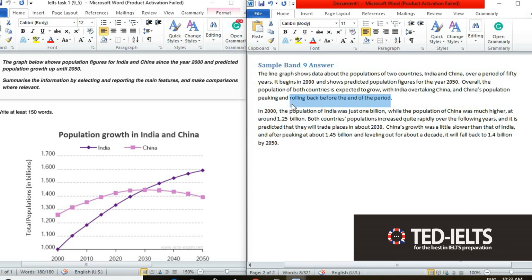Now that's kind of what I said up here. I'm sort of repeating myself, but I'm using different words. It's okay to do that as long as you don't repeat yourself often. I said rolling back and will fall back, an end of period, and by 2050.